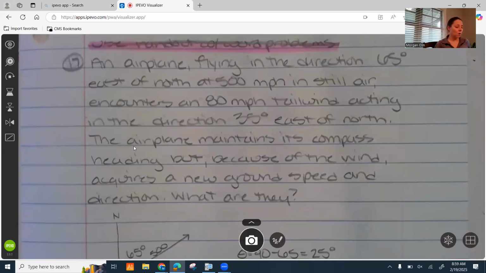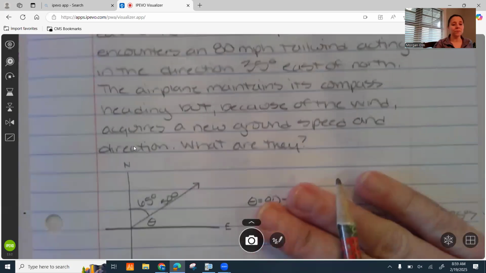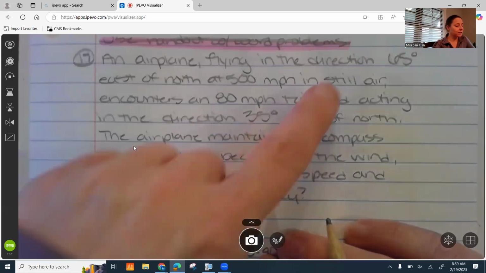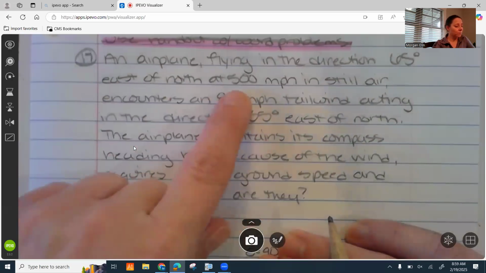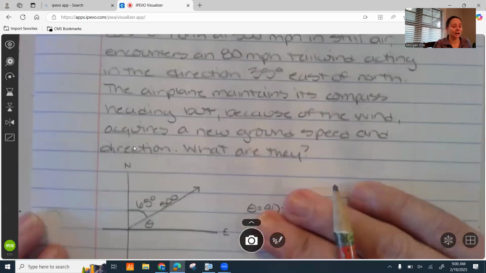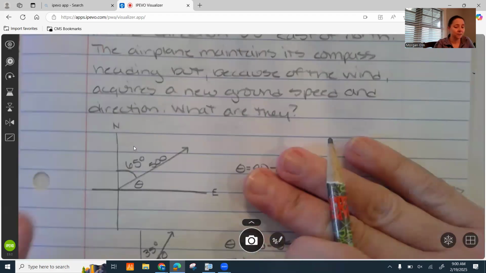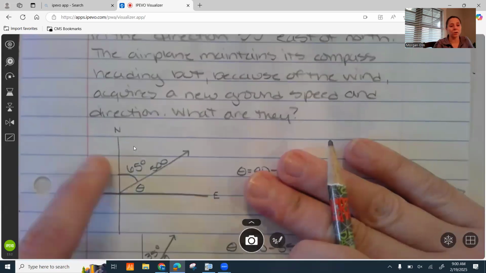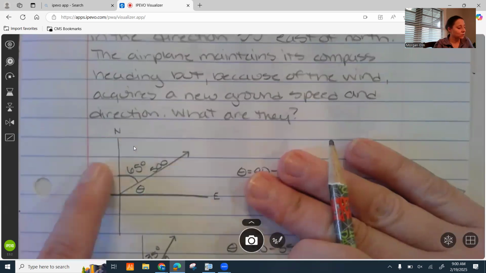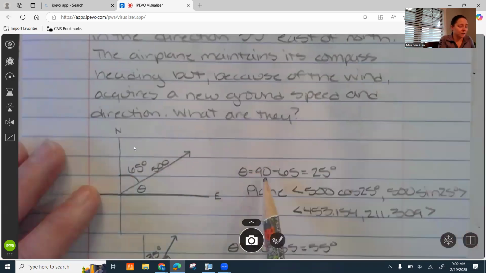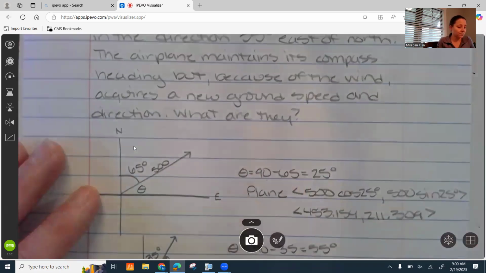All right, so I'm going to walk you through this. They tell us here it's in the direction of 65 degrees east of north, 500 miles per hour. So the 500 is actually the magnitude, the length of it. And when it says east of north, think about it. North is here, and if I go east, it's this. So that's really what 65 degrees is. Theta is going to be right here. So to find theta, we do 90 minus 65, and so this angle is 25 degrees.